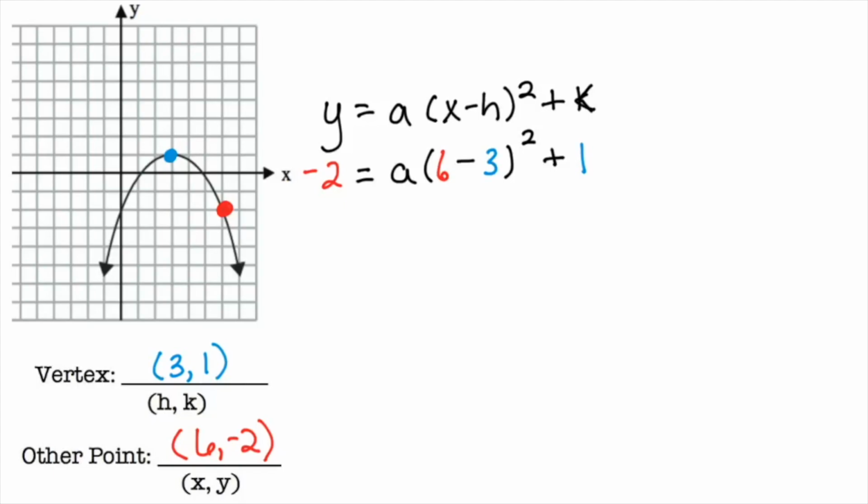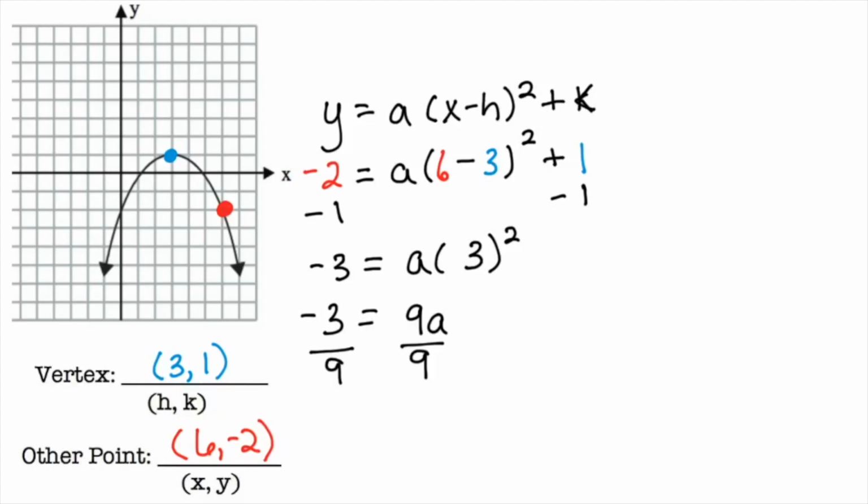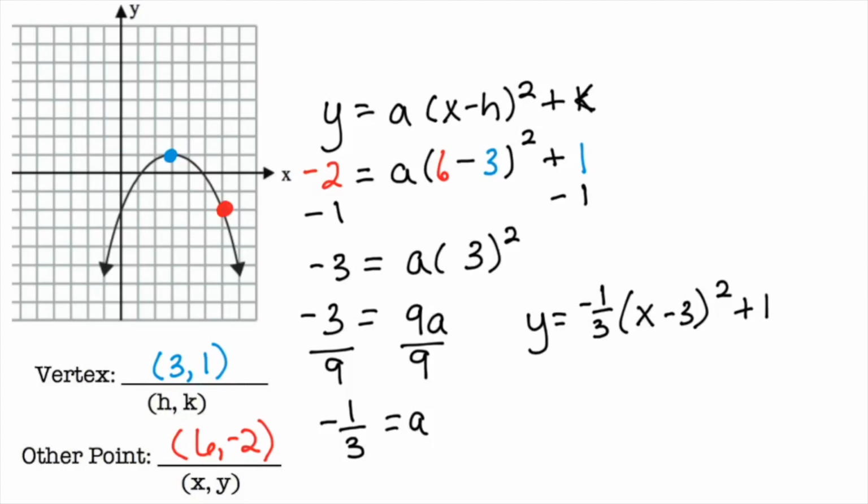And then we're going to go ahead and solve for a. So first thing I would do is subtract 1 from both sides, so you get negative 3 equals a times 3 squared. You can take 3 squared, which is 9, and 9 times a is 9a. Then to get rid of the 9, we divide by 9 on both sides. And when you reduce it, you divide by 3 on the top and the bottom, so you get negative 1 over 3. So now that we know what a equals, we can go and plug it into our vertex form.